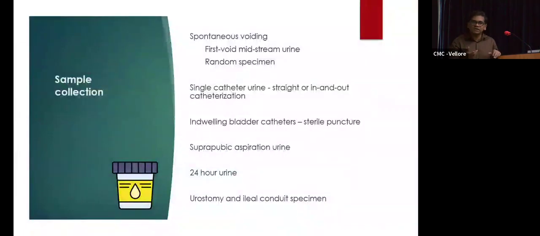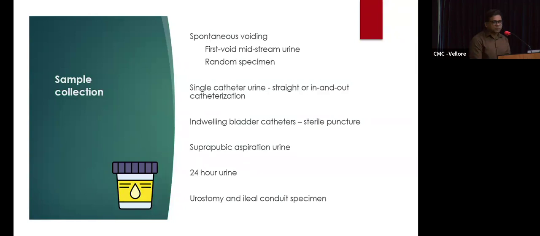We can collect a random specimen at any time of the day, but its specificity is very low. If you collect an overnight sample, there will be a lot of contamination, including epithelial cells and bacteria. If you collect urine in the evening after the patient has been standing a lot, orthostatic hematuria can occur in some patients and may give a false value. So random specimens are not preferred. We prefer the morning sample, the first void, midstream.